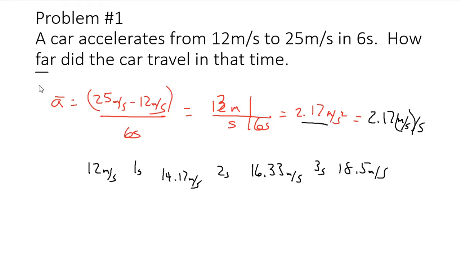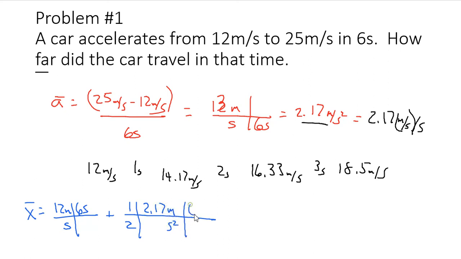Now I can answer the question, though, how far did it travel? So how far did it travel? I use my displacement equation. Displacement equals initial velocity, 12 meters per second, times time, 6 seconds, plus 1/2, 2.17 meters per second squared, times 6 seconds, times 6 seconds.